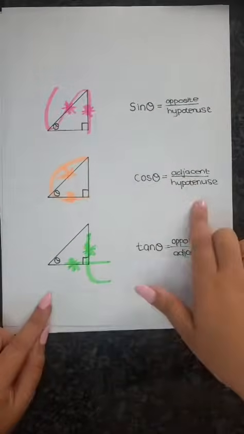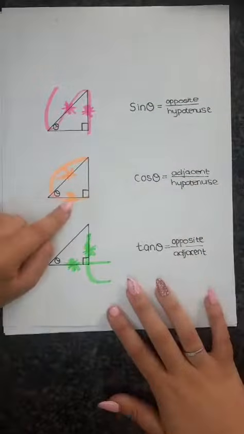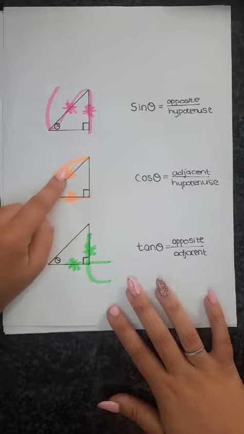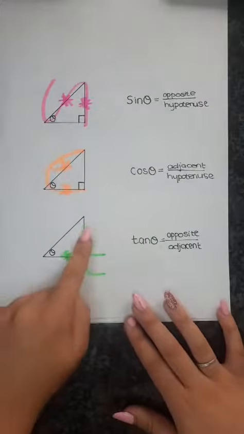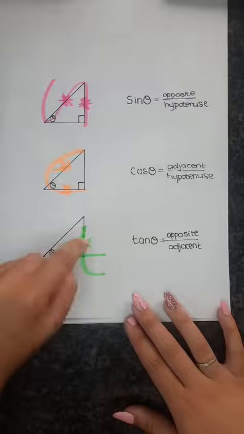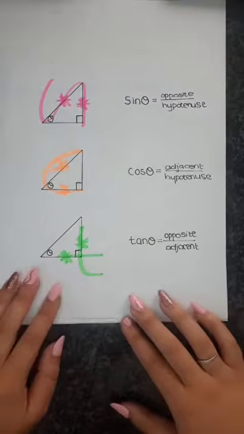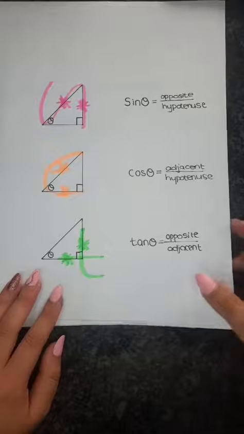Cos is adjacent over hypotenuse. There's theta. Adjacent is over here, and hypotenuse is over there. For tan, there's my T. It is opposite over adjacent. I thought that this was such a cute way of learning that.